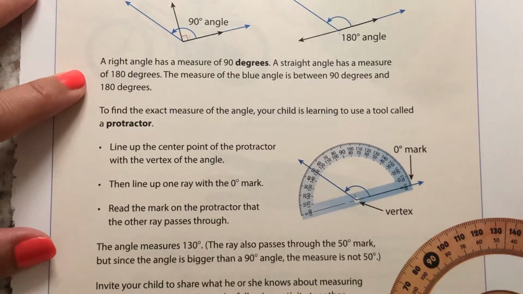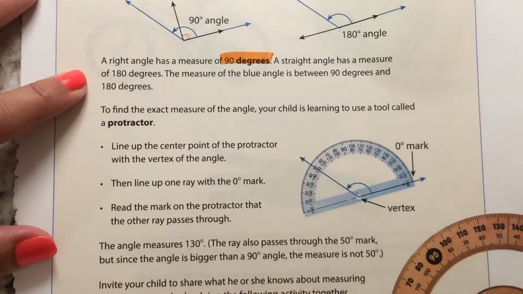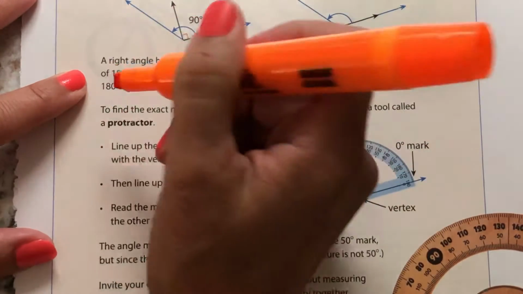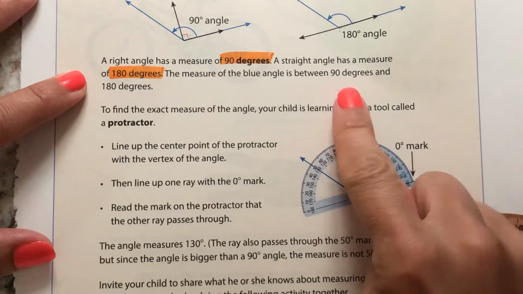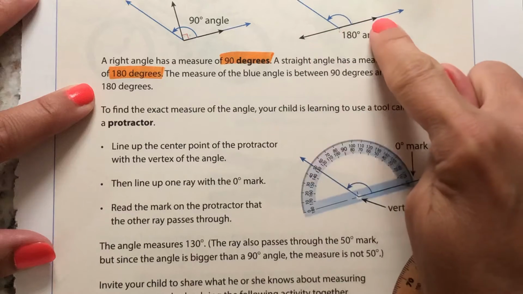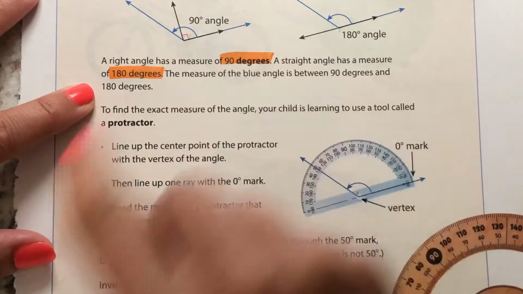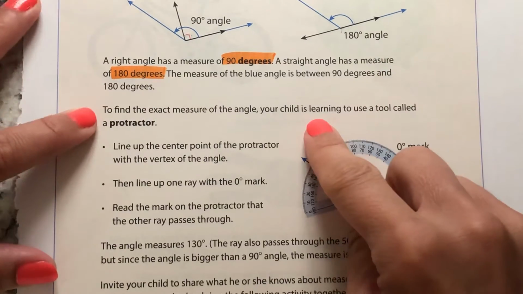So a right angle has a measurement of 90 degrees. That's something that we just need to remember always. A straight angle has a measure of 180 degrees. The measure of the blue angle is between 90 and 180 degrees, because remember, a straight line is 180 and a right angle is 90. So this blue angle is in between the two, making it an obtuse angle.